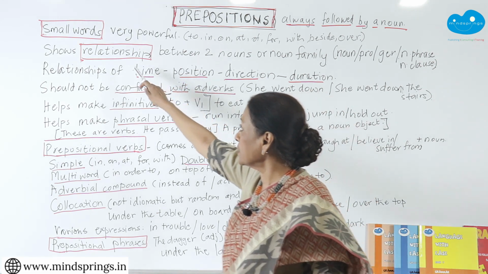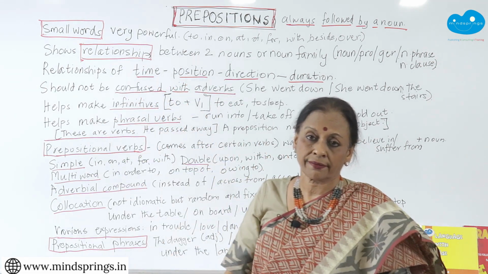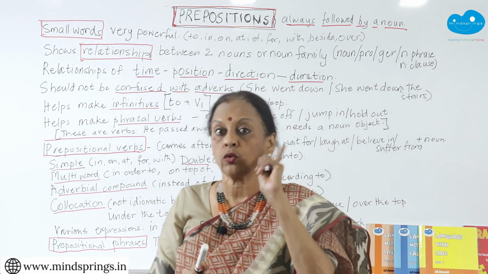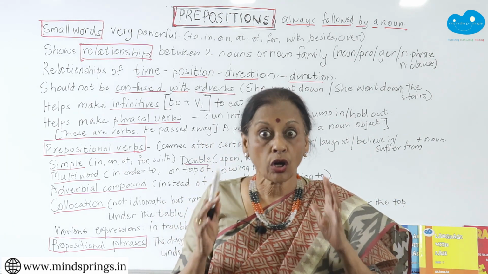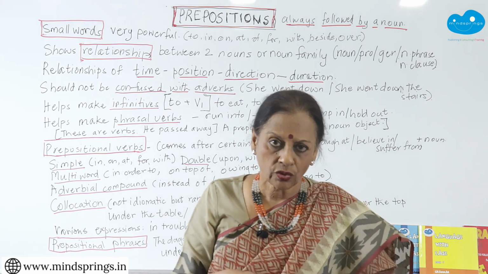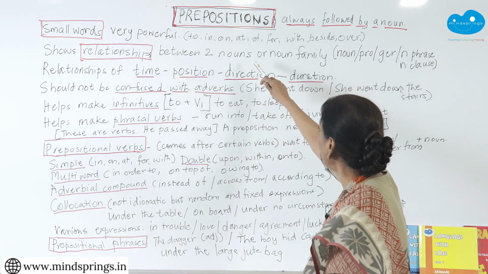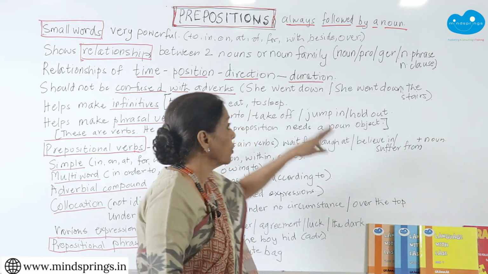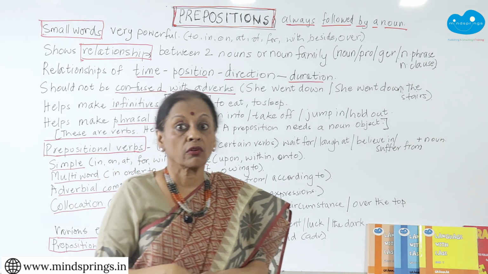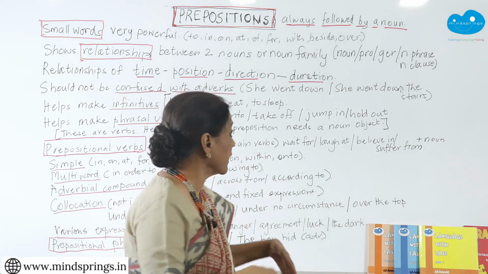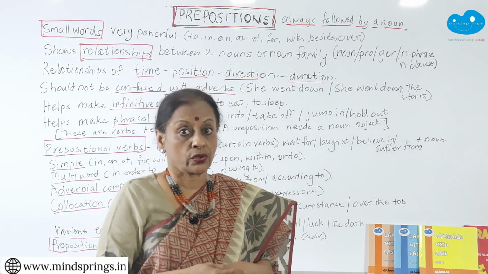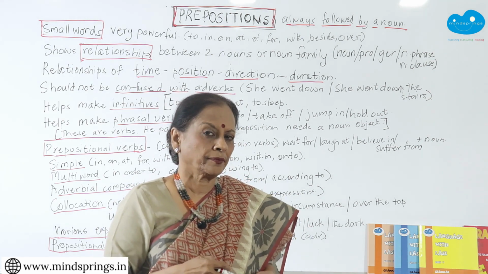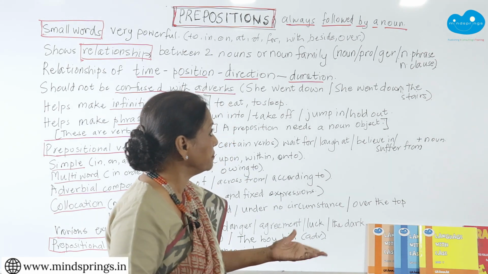Now, a preposition therefore shows us the relationships between two nouns. Please remember, between two nouns. Always between two nouns, or between the noun families. What is a noun family? The noun family is either two nouns, or it can be a noun and a pronoun, or it can be two pronouns, or it can be a noun phrase or a noun clause, or it can be a gerund. Remember, a gerund is a noun. So it can be a gerund.